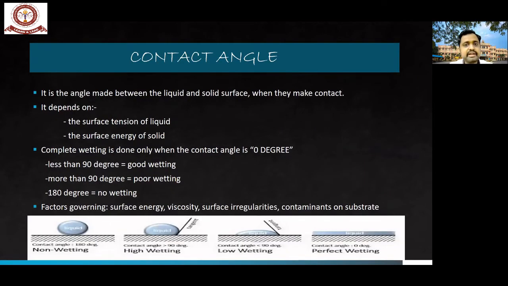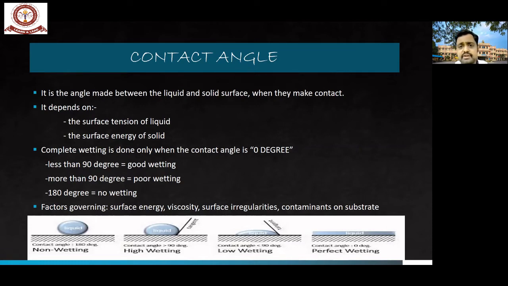The next is contact angle. It is the angle formed between the liquid and the solid surface when they make contact. It depends on surface tension and surface energy. If it is complete wetting, the contact angle is 0 degrees. If it is less than 90 degrees, it is good wetting. If it is more than 90 degrees, it is poor wetting. And if it is 180 degrees, there is no wetting at all.